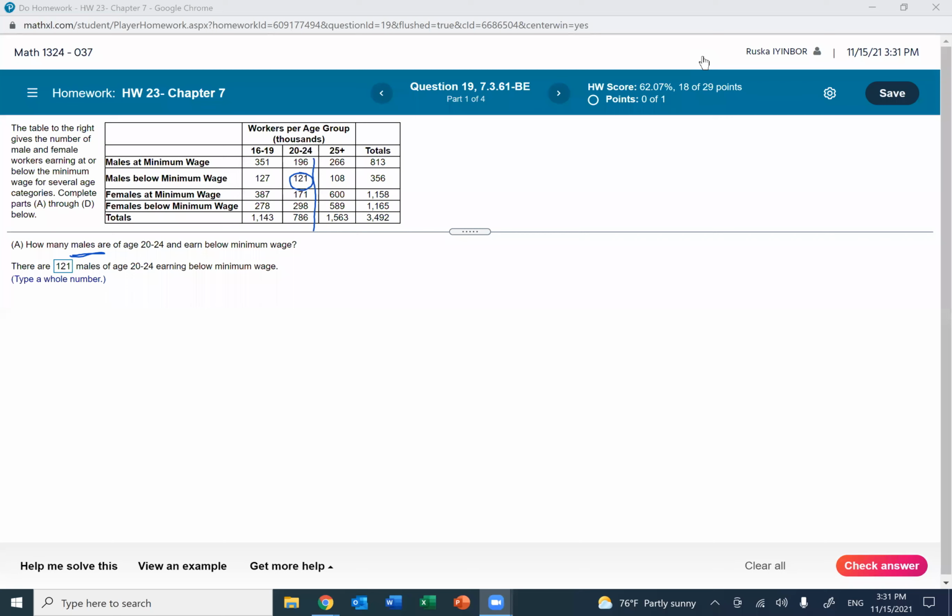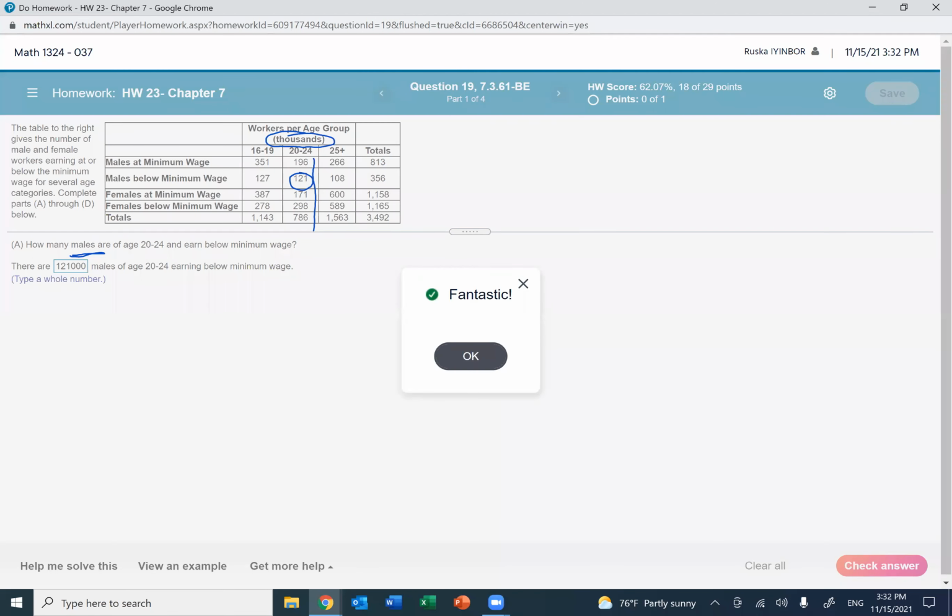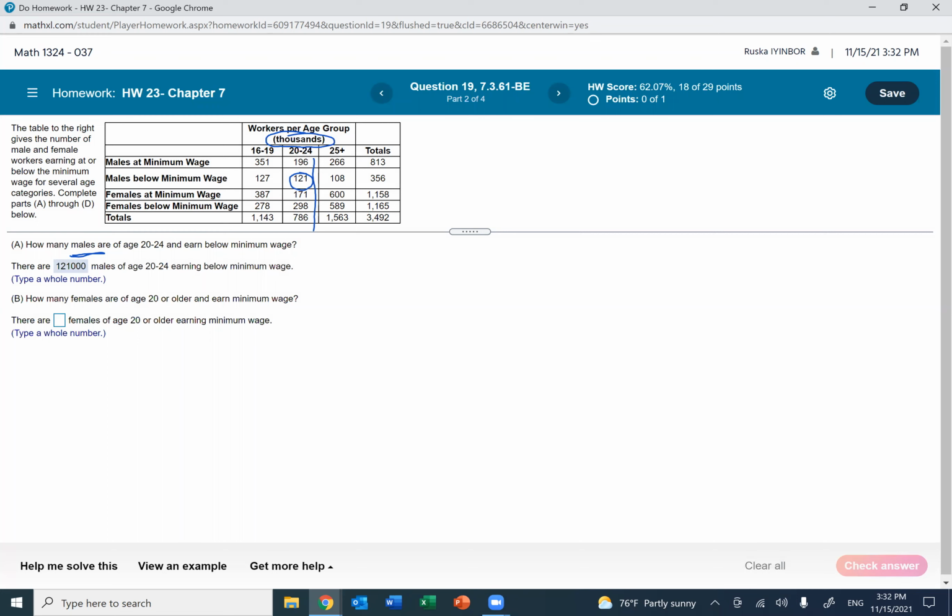Okay, so here actually what you have is the workers are given in thousands. So that's what you need to be careful about here. So 121 thousand means you're going to put 121,000, three zeros. There you go. That's what you're missing. So be careful. All these numbers here are in thousands. Okay, so you have to be careful about that.